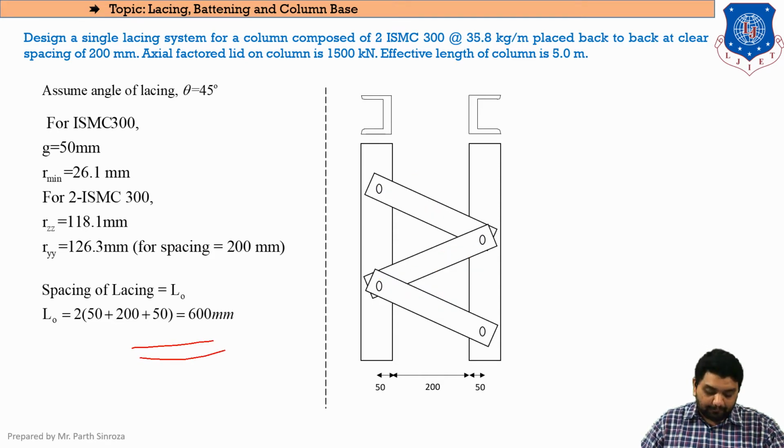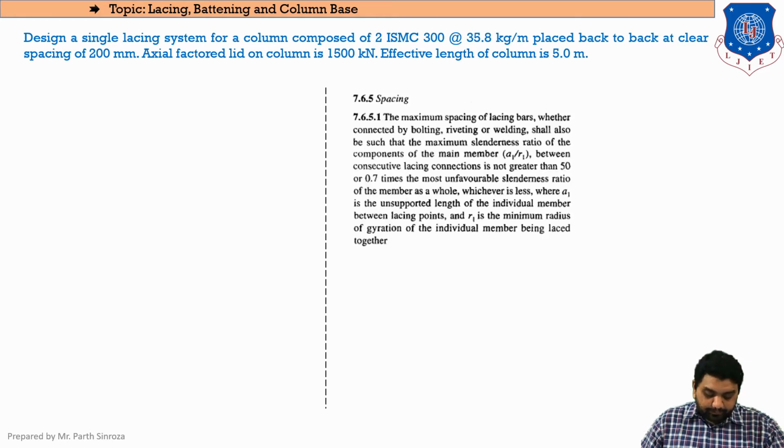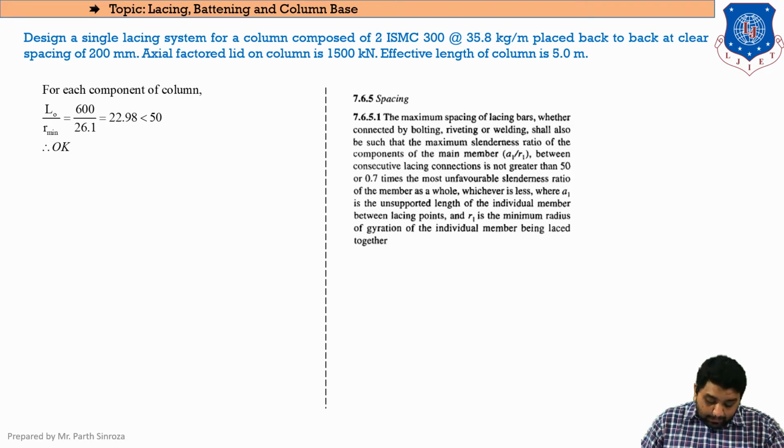Now clear? Moving further, we need to check that the spacing we have provided is correct or not, and for that we'll move on to clause number 7.6.5 of your IS code. Here you can see it is mentioned that the maximum spacing of lacing bar, whether connected by bolting, welding, or riveting, shall also be such that the maximum slenderness ratio, that means KL by r, of components of the main members between the consecutive lacing connections is not greater than 50.